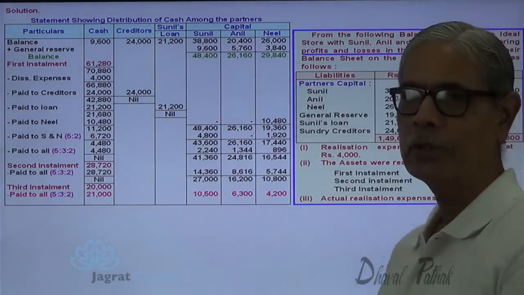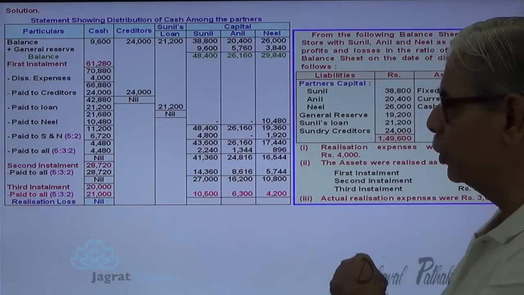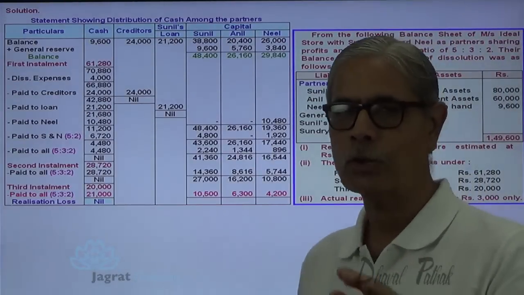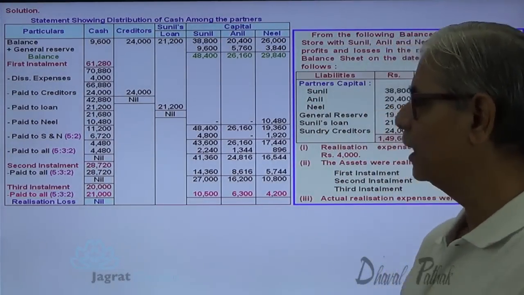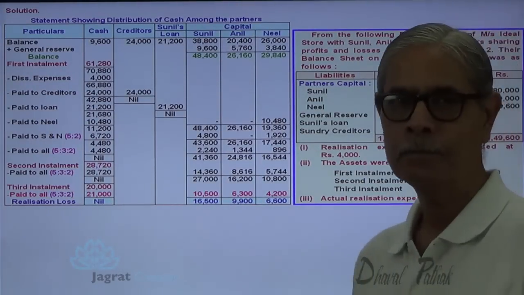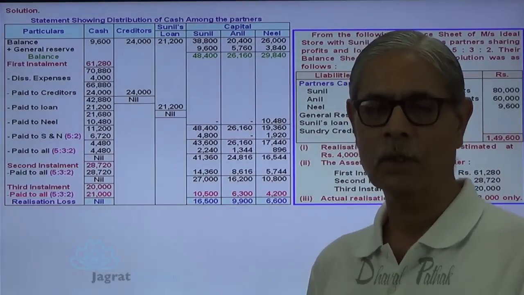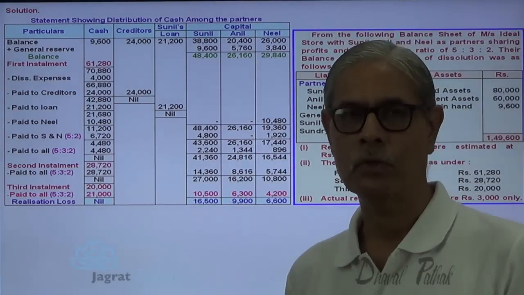And after distributing all these things, the capital that could not be distributed, the capital for which cash could not be paid, the reason behind that is realization loss. So because of this realization loss, what has happened? The capital of the partners could not be distributed.